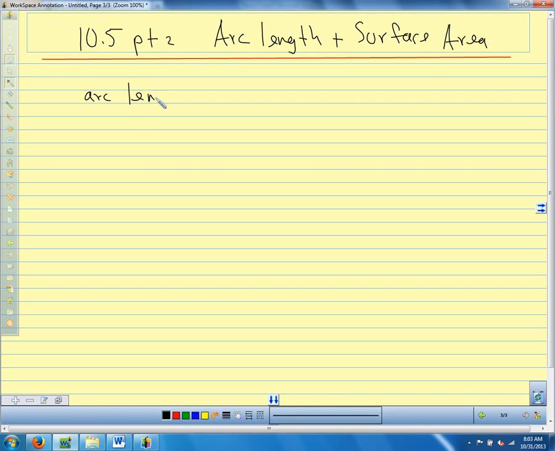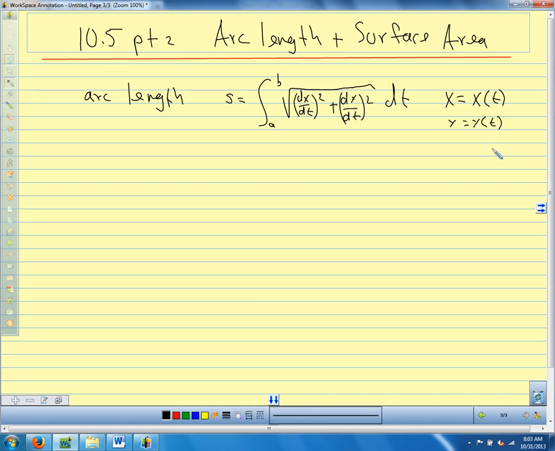So let's remember our arc length with parametric equations was S equals the integral from a to b of the square root of (dx/dt) squared plus (dy/dt) squared dt, where we're saying that x is some function of t and y is some function of t. So those are parametric equations. So we're going to substitute for polar coordinates.